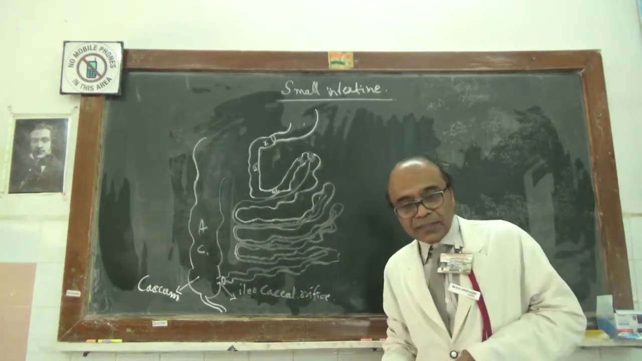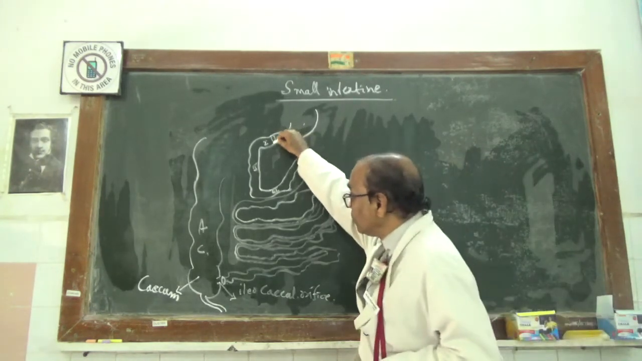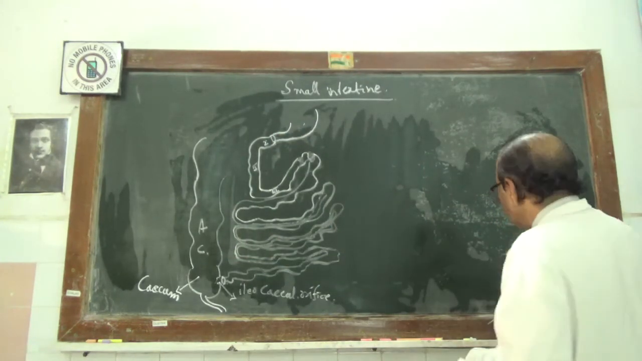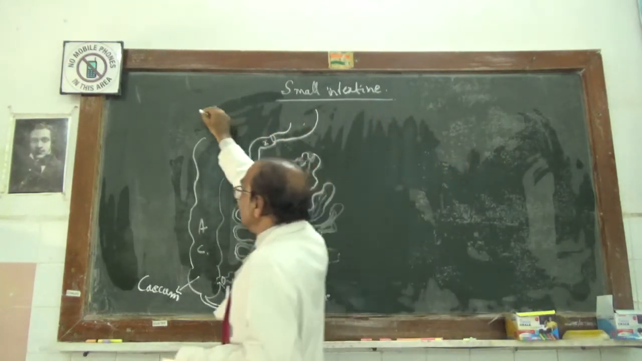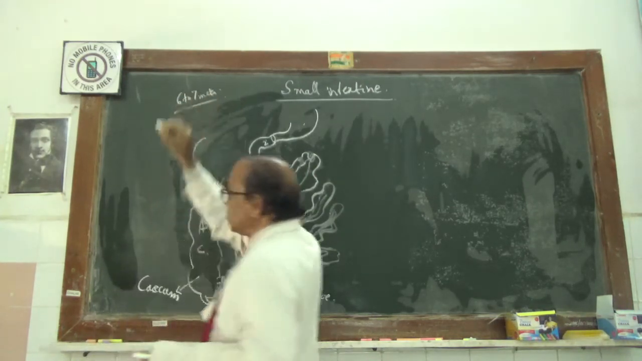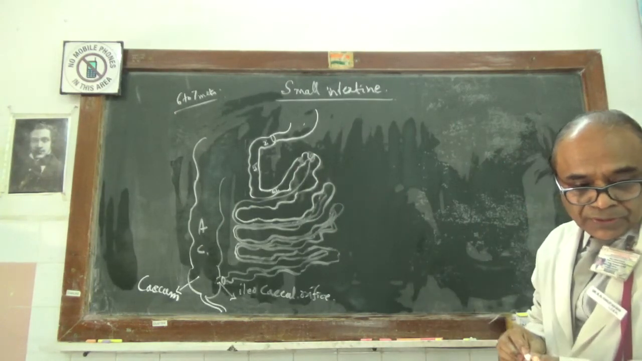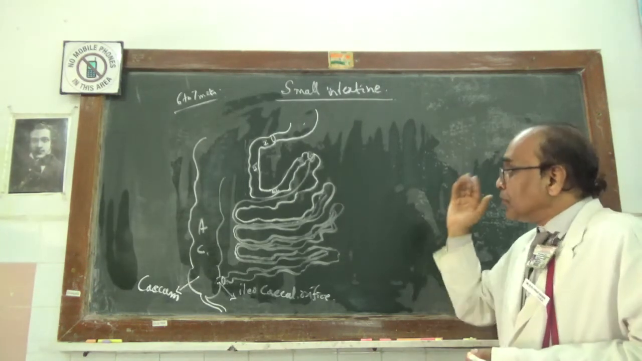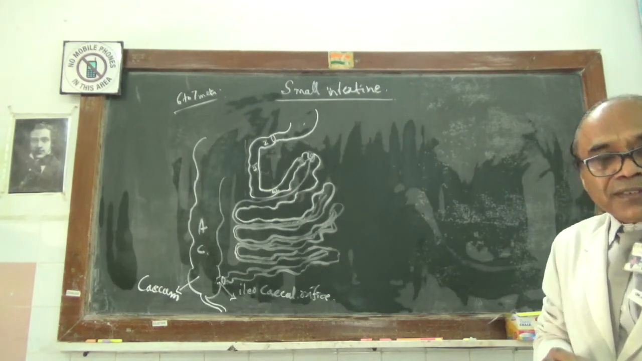So while it runs like this, it crosses from the pyloric orifice of the stomach to the ileocecal orifice. It is roughly 6 to 7 meters. This is the length of the entire small intestine.